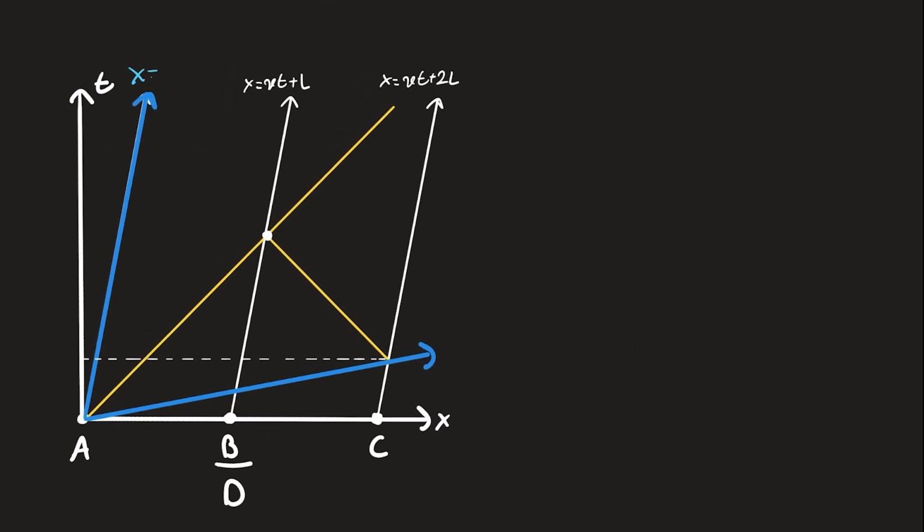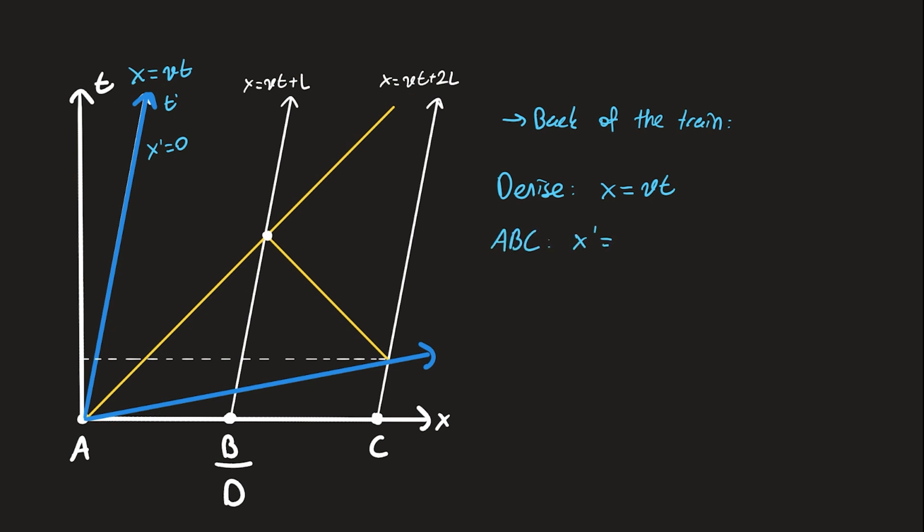So x prime equals 0 we can think of as the back of the train, right? It's where Alice is standing on our spacetime diagram. And of course, this point is moving relative to Denise such that its position is x equals vt. Now for the train observers, the back of the train is at rest. They keep it as x prime equals 0. So to transform between these coordinates, we say that x prime is equal to x minus vt.